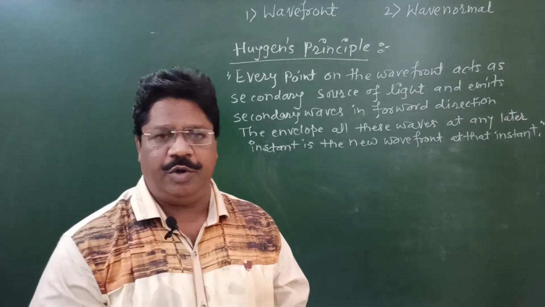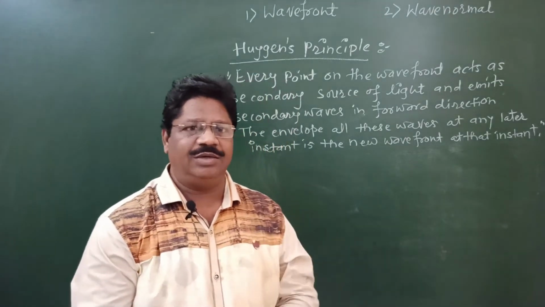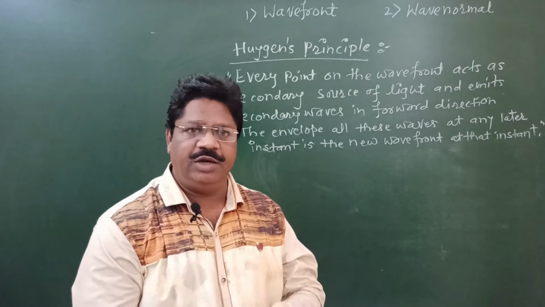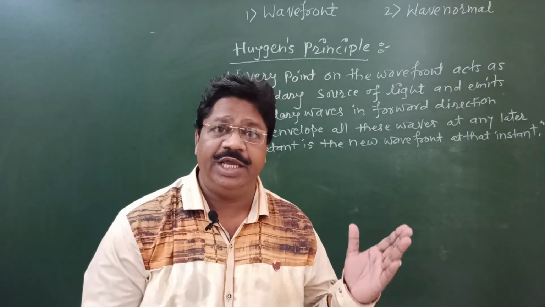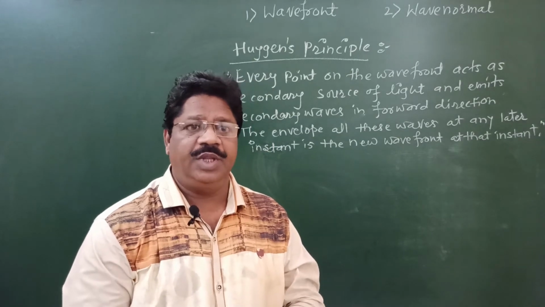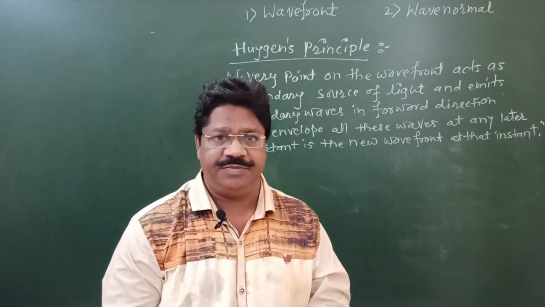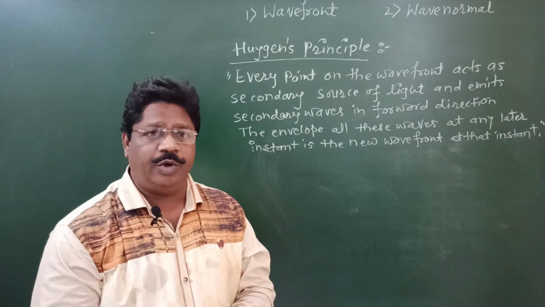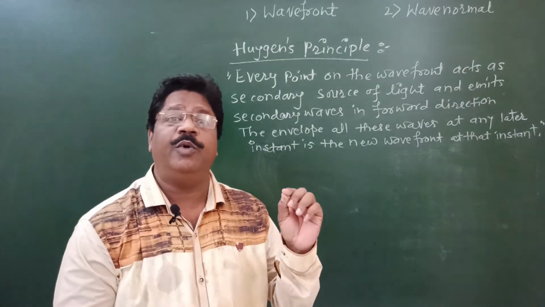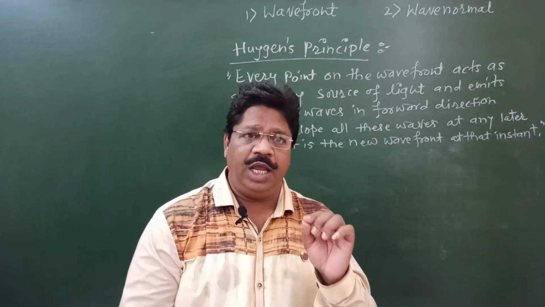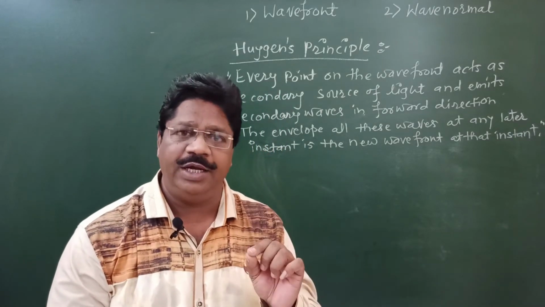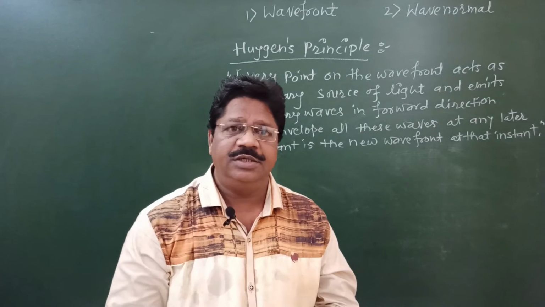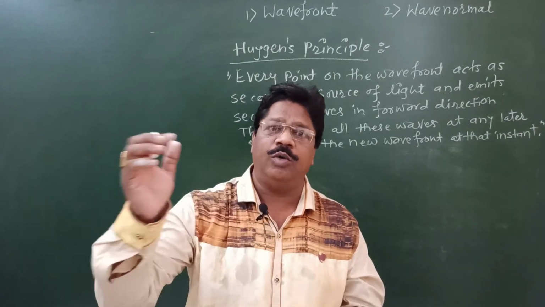Every point on the wavefront. Already we have discussed the spherical wavefront and plane wavefront, the spherical wavefront having the points A, B, C, then A dash, B dash, C dash. Every point on the wavefront, that is point A, point B and point C, acts as a secondary source of light, and it emits the secondary waves in the forward direction.